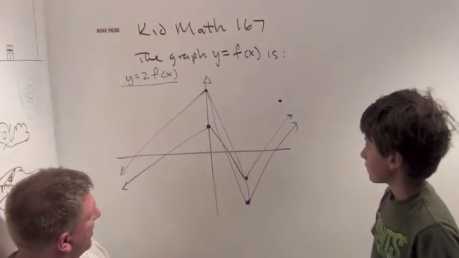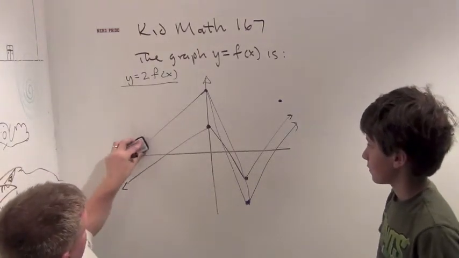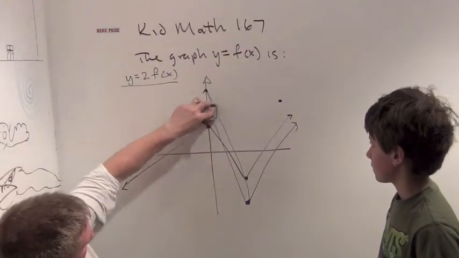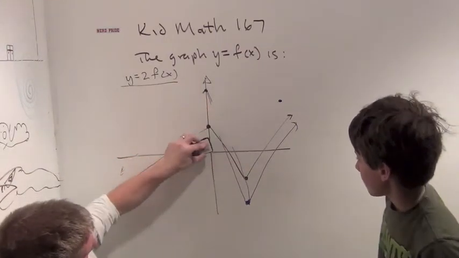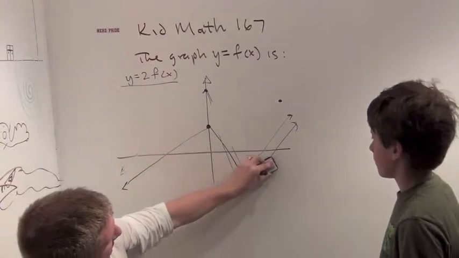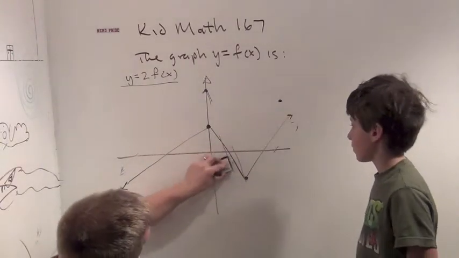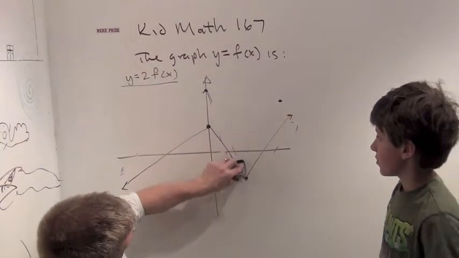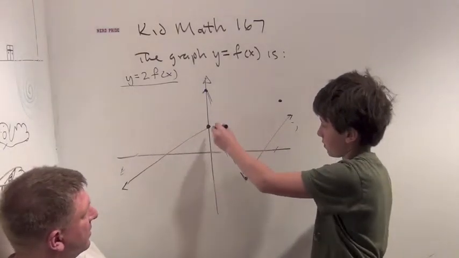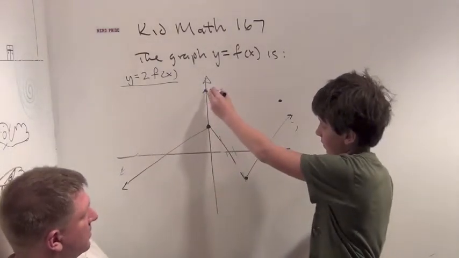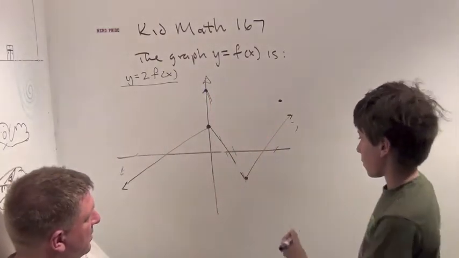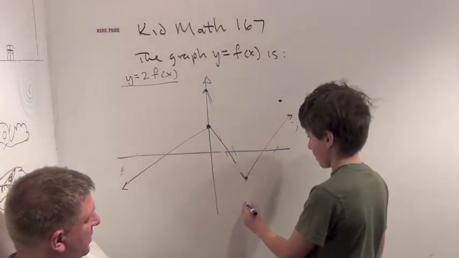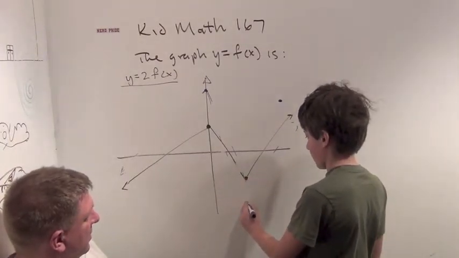And so we want to find some important points on the function that are going to be helpful in finding the graph of 2 times it. Well, there's this point. Where's that going to go? That shifts up here. Awesome. This point is going to shift down. All right, awesome.